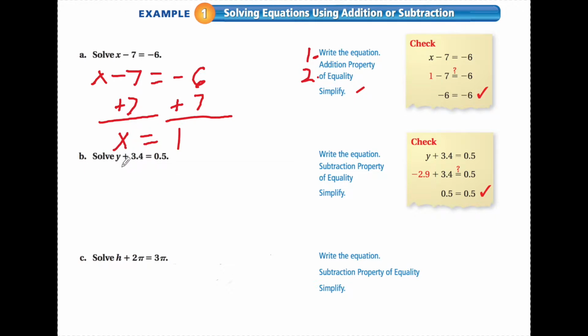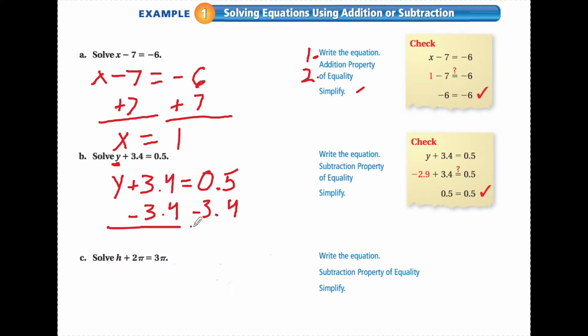B, we want to solve y plus 3.4 is equal to 0.5. So again, we want to isolate y. We want to get y alone on one side of the equal sign. So first we'll start by rewriting the equation. Y plus 3.4 is equal to 0.5. Okay? Because we want to isolate y, we have to get rid of this 3.4. Well, we're adding it in the equation. The opposite of addition is subtraction. So we're going to subtract 3.4 from each side.